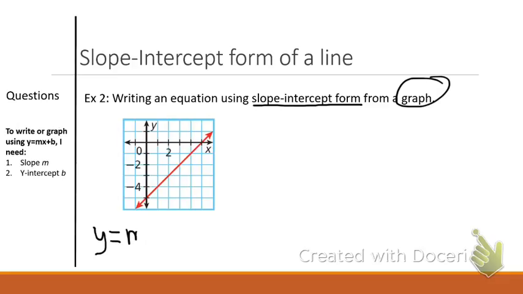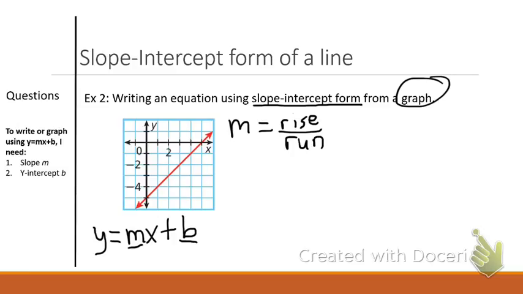Anytime I see slope-intercept form of a line, I'm going to automatically write the equation. Y equals mx plus b. Right now, I know I need to find M and I have to find B. Based on the information that's given, let's see if I can find M first. Remember from class, we talked about M slope is equal to rise over run.